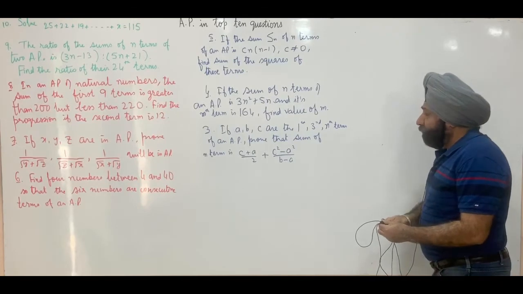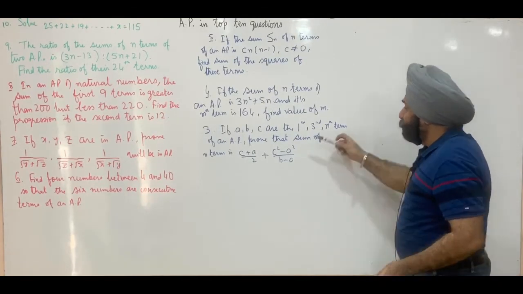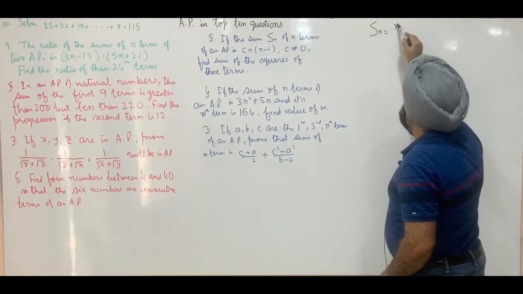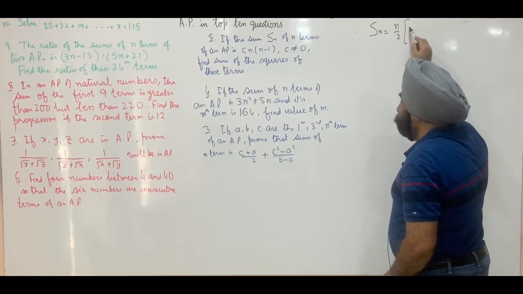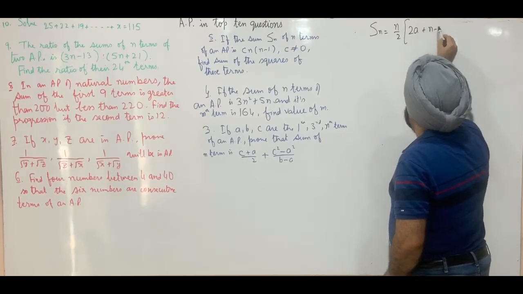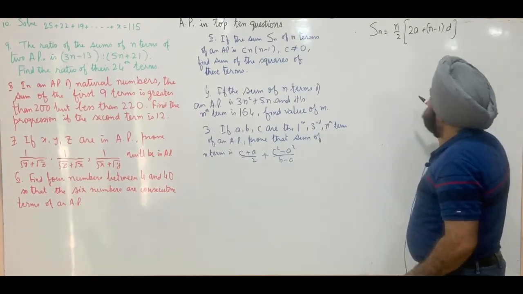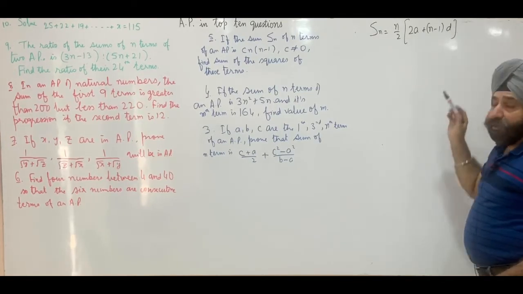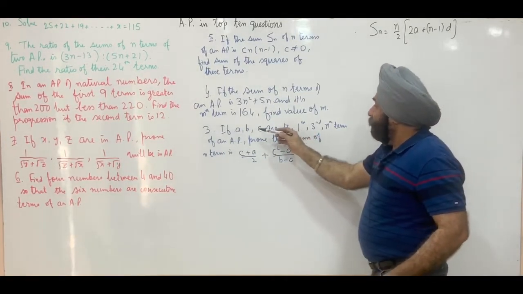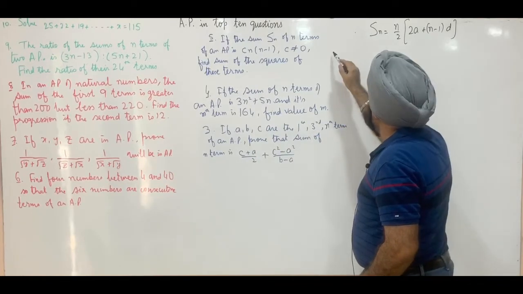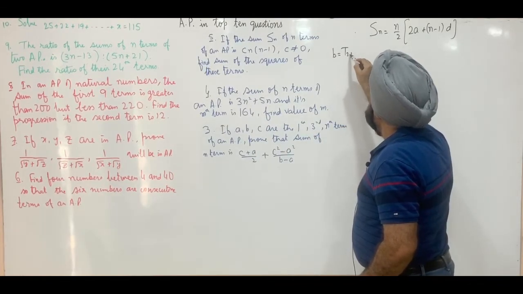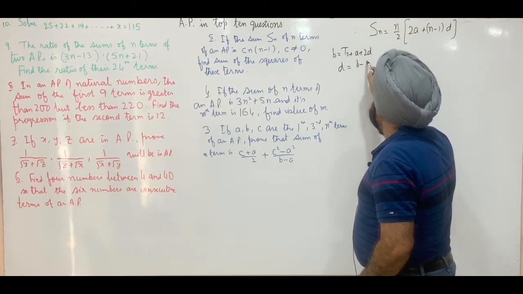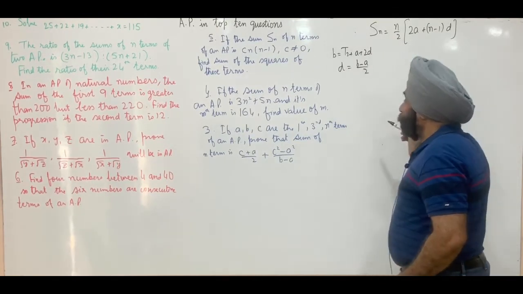So to find out the sum of n terms, what is required? We should know the formula. Sum of n terms is n by 2 into 2a plus n minus 1 into d. So n is n here, a is a, so we should find out d. a and b are the first term and the third term. b is the third term, that's a plus 2d. This gives us d equals b minus a upon 2.